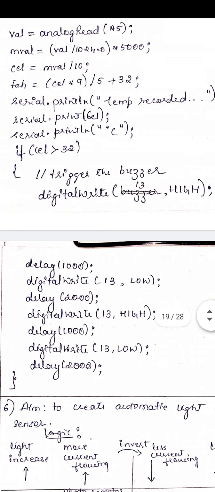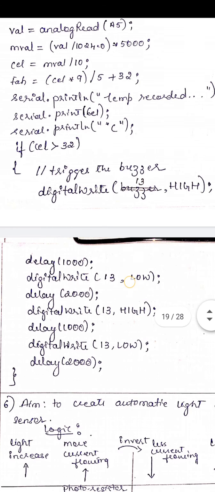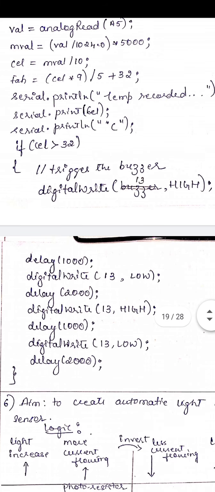First I will set the buzzer high, and then I will wait for 1 second. So for 1 second the buzzer will be high, and then I will make the buzzer low for 2 seconds, and again I will make the buzzer high for 1 second and low for 2 seconds. This way I will get a beep sound.